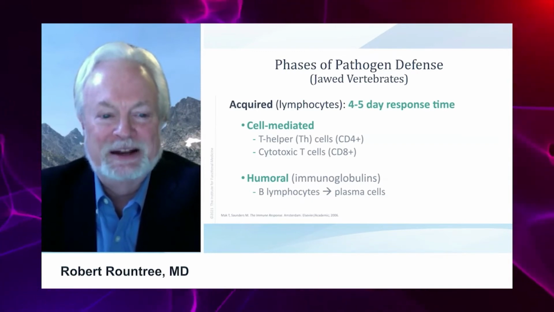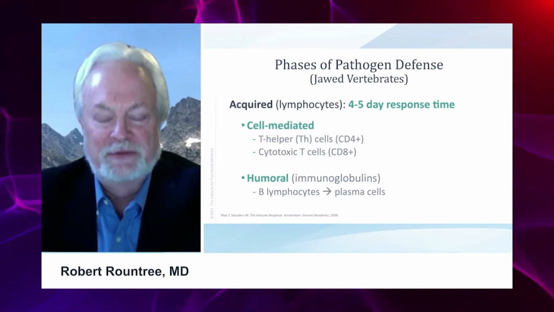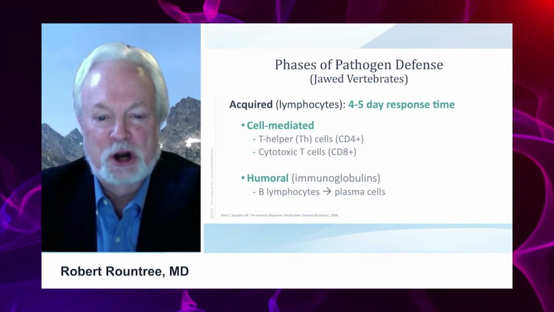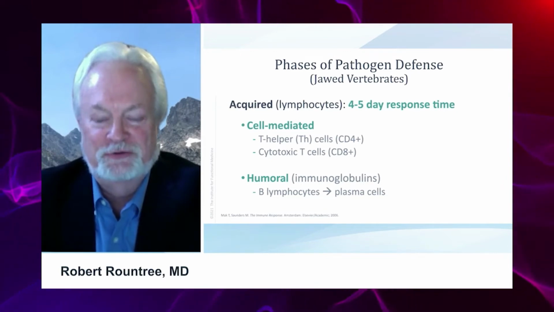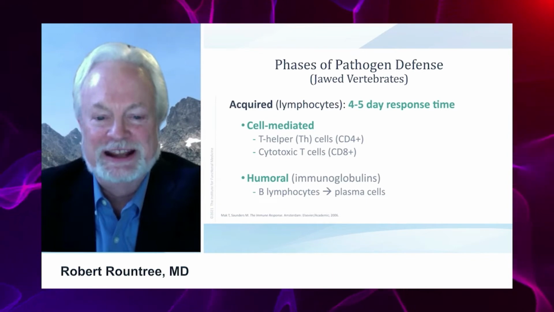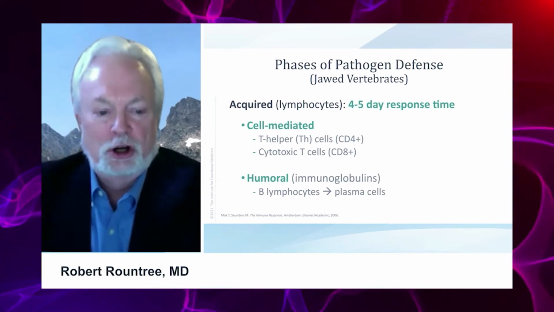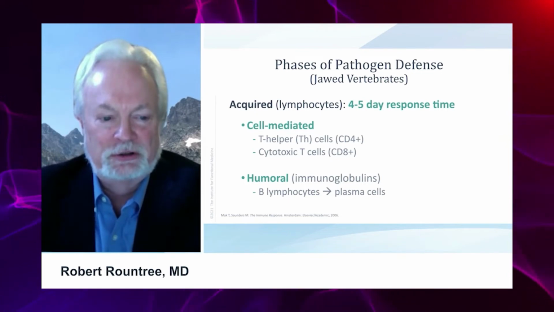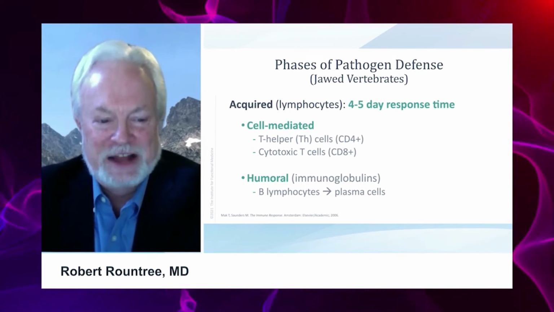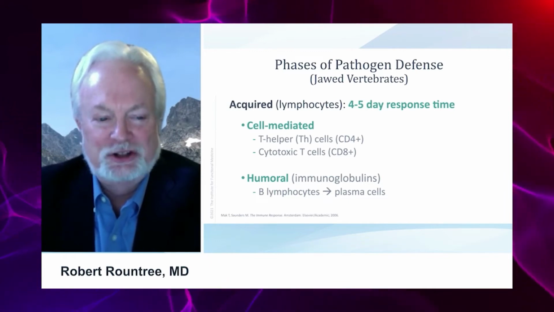The cell-mediated response involves T helper cells, which have a cell surface marker called the cluster of differentiation 4, CD4, and cytotoxic T cells, the CD8, cluster of differentiation 8. Now, these cytotoxic cells are a lot like natural killer cells. The difference is that natural killer cells, which are part of the innate immune system, are already in circulation.